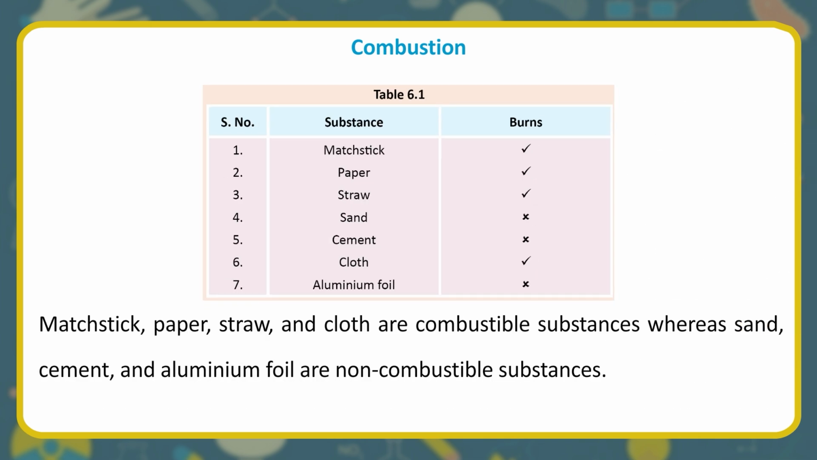Serial number. Substance. Burns. 1. Matchstick. 2. Paper. 3. Straw. 4. Sand. 5. Cement. 6. Cloth. 7. Aluminium foil. Matchstick, paper, straw, and cloth are combustible substances, whereas sand, cement, and aluminium foil are non-combustible substances.